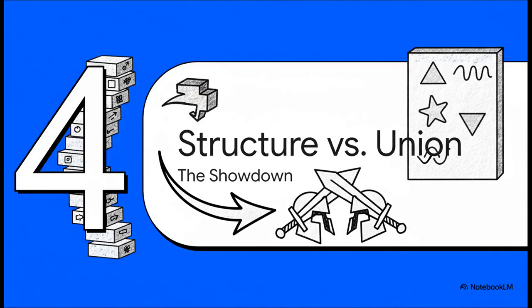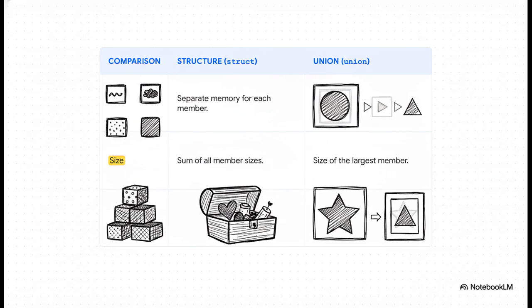This strange behavior is the absolute fundamental difference between these two tools. So let's put them side by side, a final showdown, just to make it crystal clear when you should be using each one. This table really lays out the core trade-offs perfectly. With the struct, every single member gets its own private space in memory. So its total size is the sum of all its parts, and of course it can hold all those values at once. With a union, everyone shares one single space. Its size is only as big as its single largest member, but you can only store one value at a time. It's a choice between space and versatility.